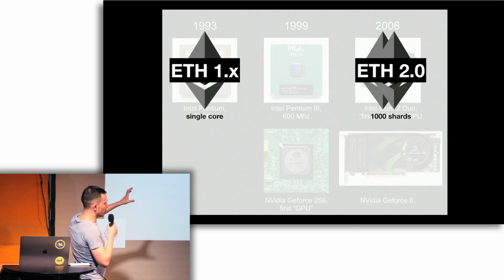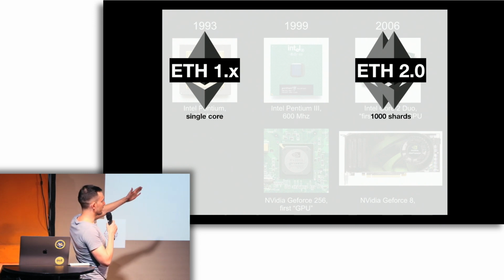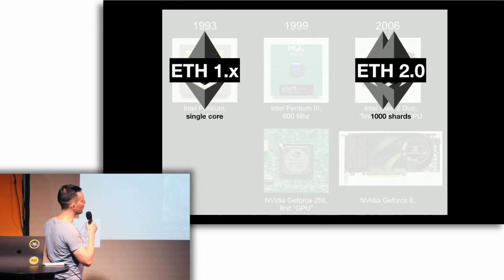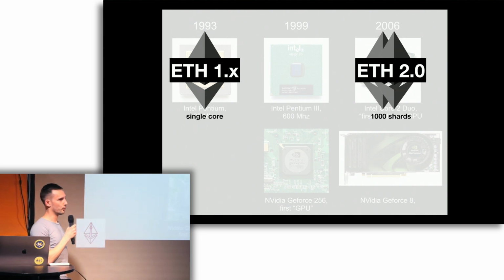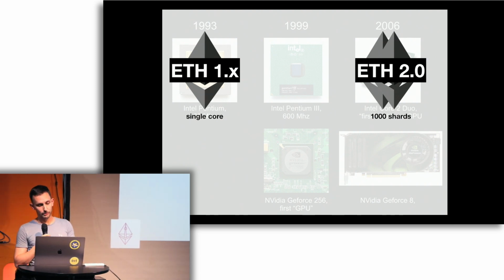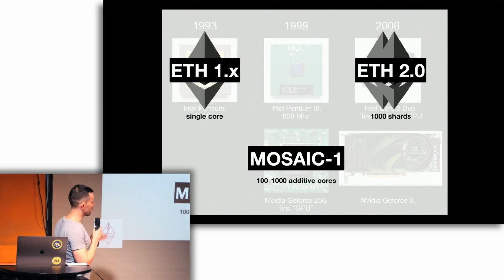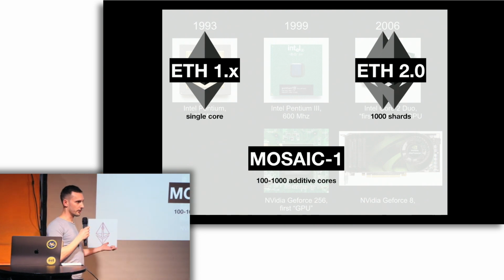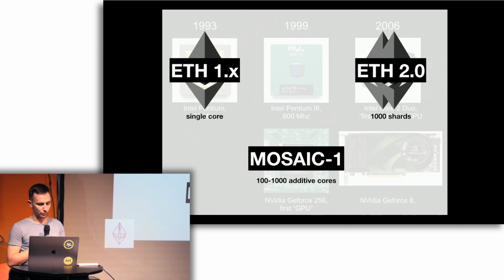And of course, we're not in 2006 or the 1990s, so our version of a dual or multi-core processor will be one that runs with 1,000 shards. We won't go to 2 cores, we'll go to 1,000 shards. But it's a hard problem. And the question is, can we not build a GPU in the meantime that gives us 100 or 1,000 additional cores that we add on to Ethereum 1x so that we already get a performance boost?